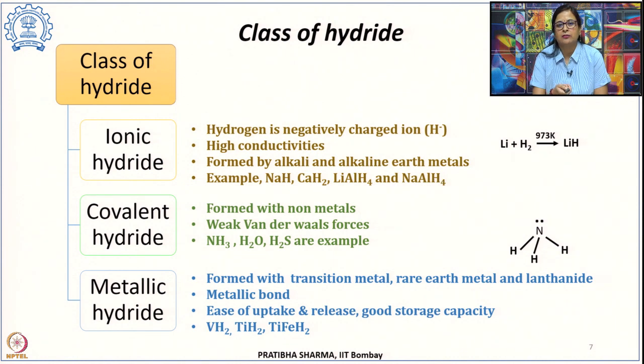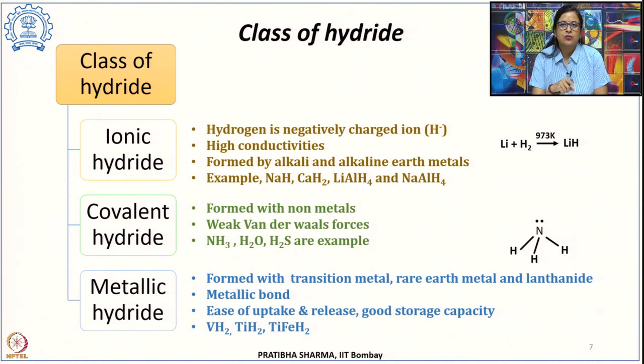Now the other class of such hydrides is the covalent hydride. These hydrides are formed when the electronegativities are almost similar. So in that case, the sharing of electrons takes place and then the formation of hydride occurs. Usually these hydrides are formed with non-metals, and the interaction involved is a weak van der Waals force. These covalent hydrides are usually not usable for hydrogen storage.